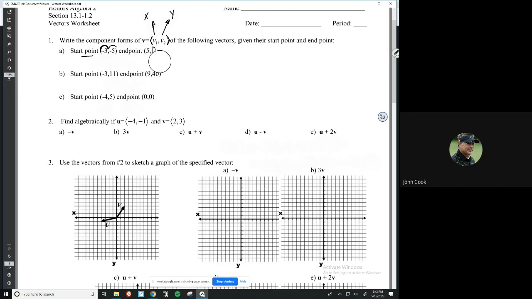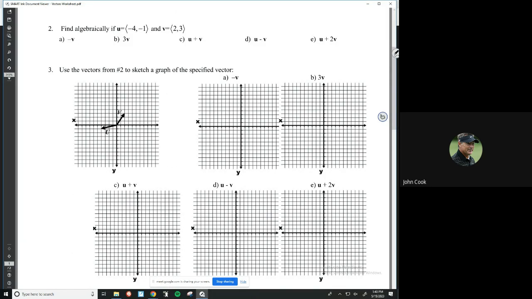Now we're moving on to the graphs and the unit vectors. All right, so here we go, the graphs. Use the vectors from number 2 to sketch a graph of the specified vector. Darn it, I already did all this stuff. Oh well, I guess I'll just translate it back onto here.